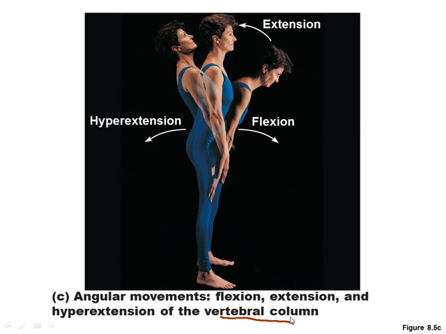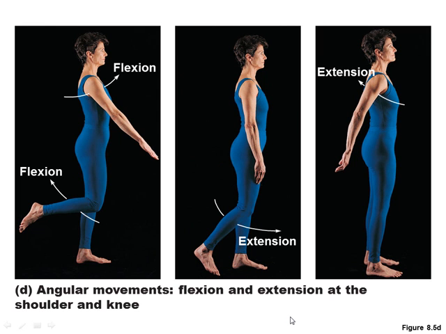You can flex other joints. Here's the leg. If you flex the knee, okay, you're bringing the lower leg up to the upper leg, bringing that angle closer together, you're flexing. When you straighten the leg, you're extending. Unless you've had a really bad injury on the football field, you shouldn't be hyperextending that knee. When you hyperextend a knee, that's usually called an injury. So you don't typically hyperextend a knee unless it's damaged. With the shoulder joint, bringing the shoulder forward is flexion, bringing the shoulder back is extension, and then even further back would be hyperextension.